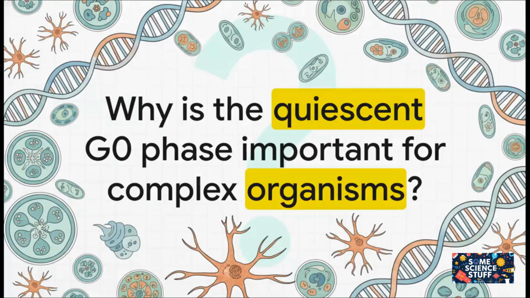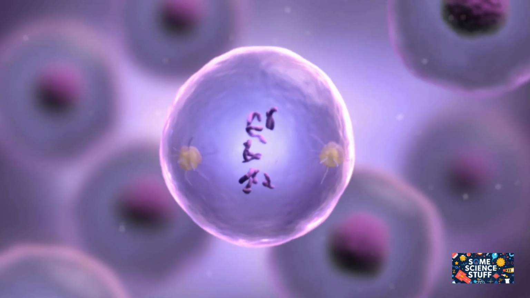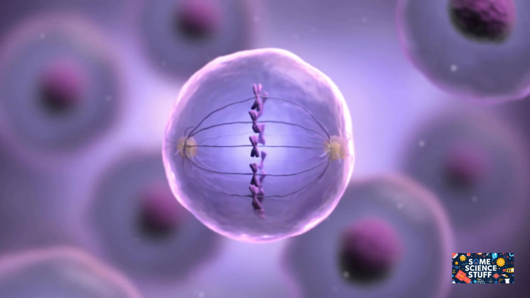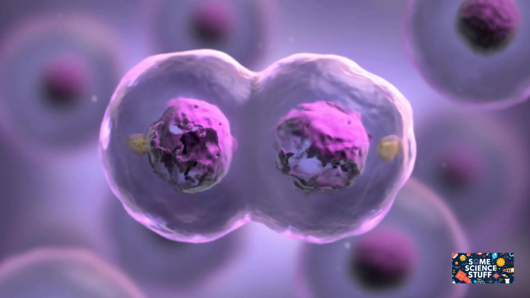Got it? And I want to leave you with one last thing to chew on. Some of our most important cells, like the mature neurons in your brain, they actually exit the cycle permanently. They go into a state called G0. They never ever divide again. So why do you think it's so critical for a complex organism to have cells that don't divide? Pondering that question really reveals the true elegance and importance of cell cycle control.